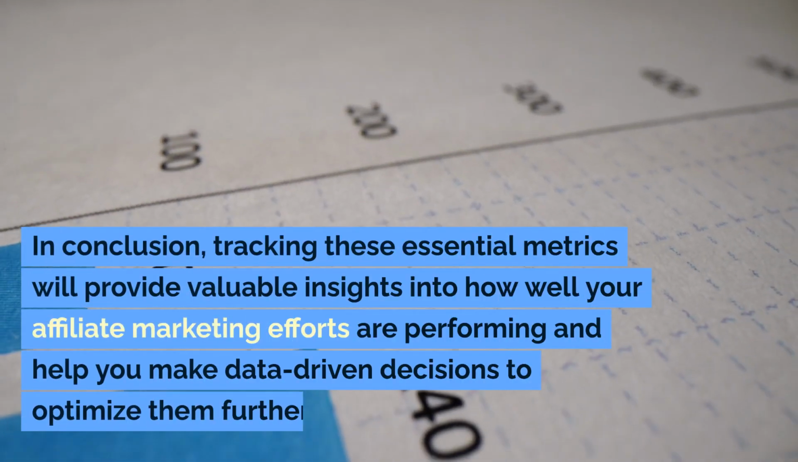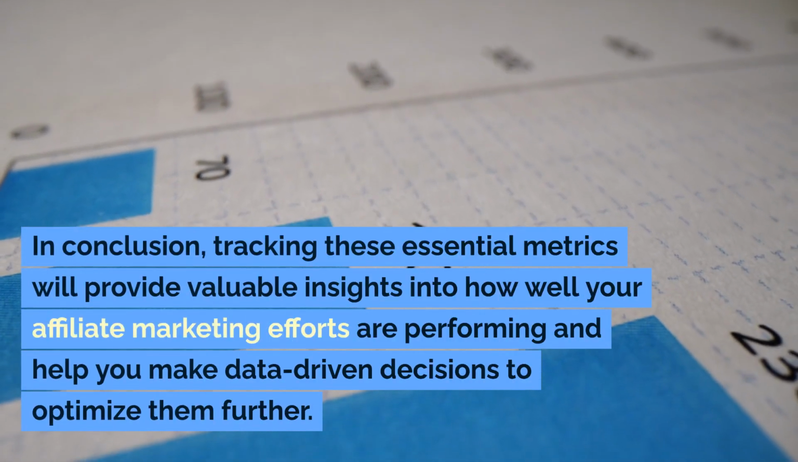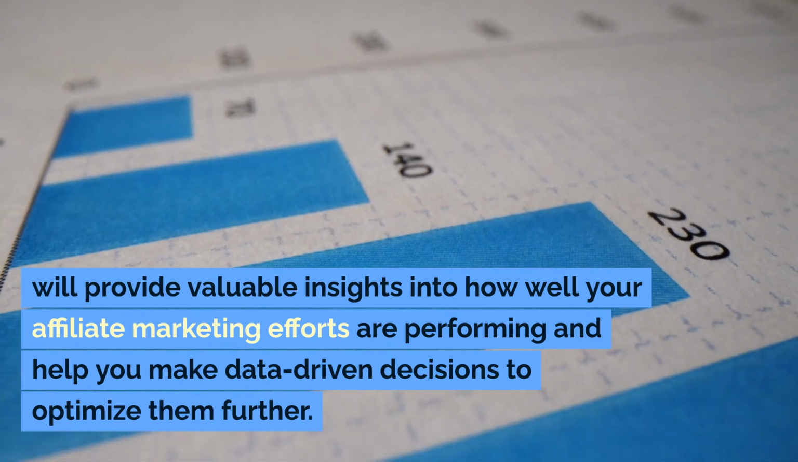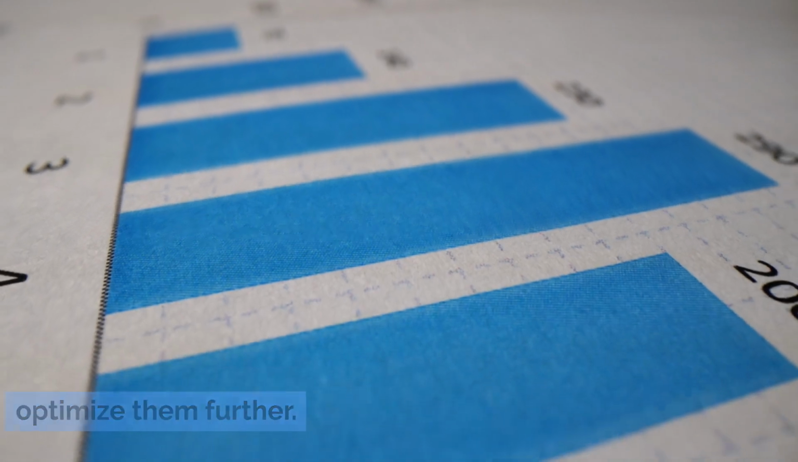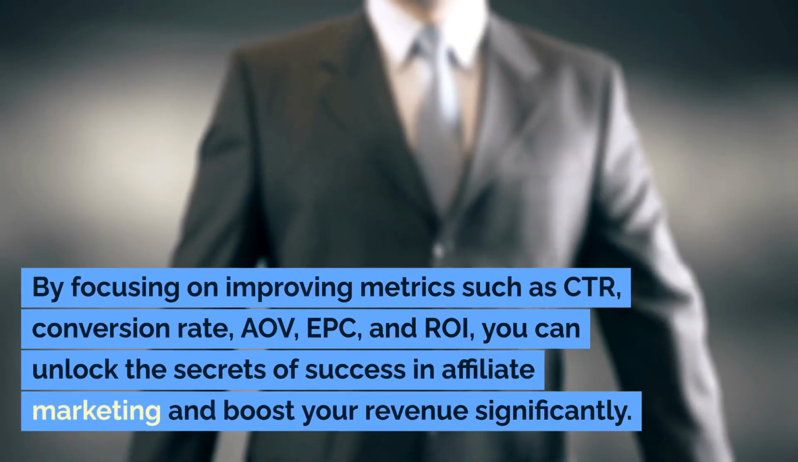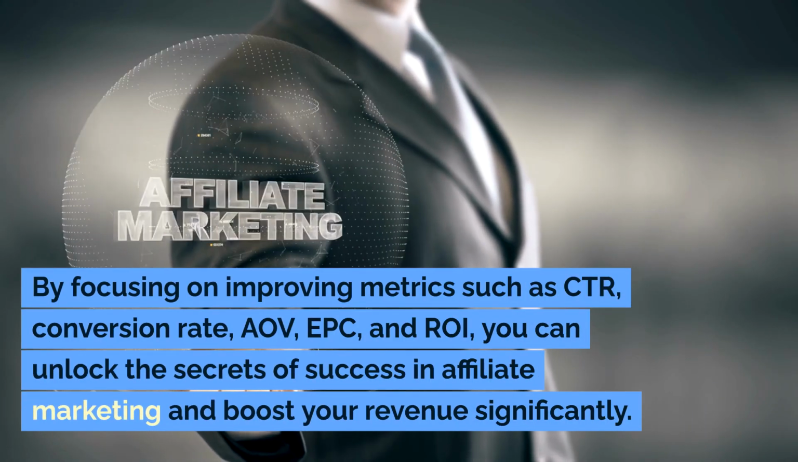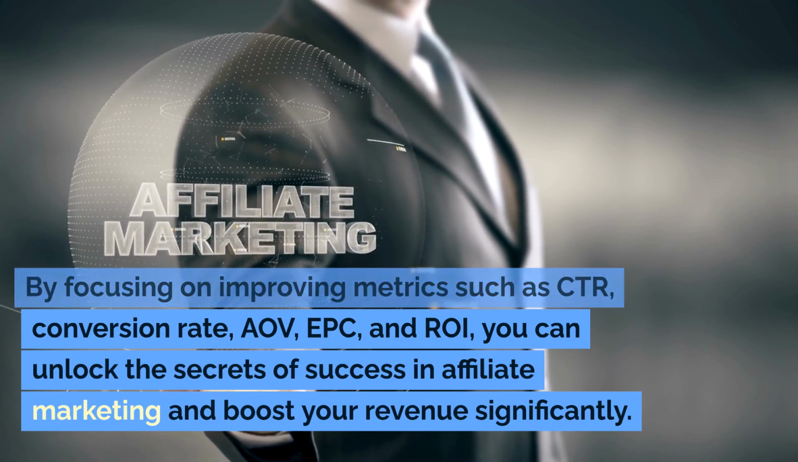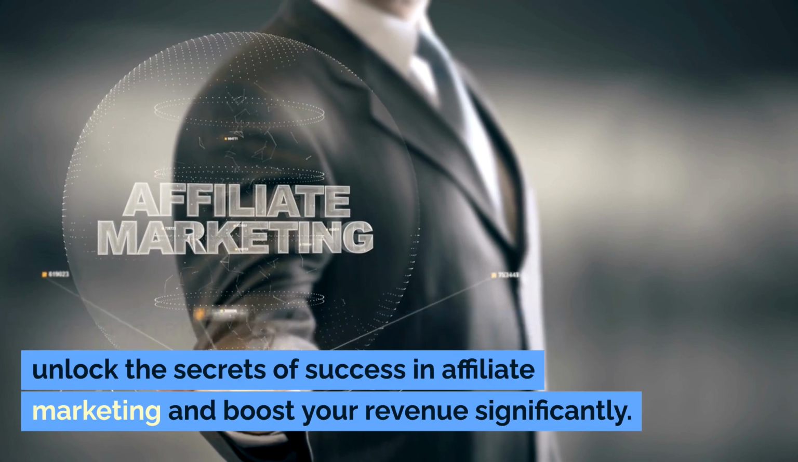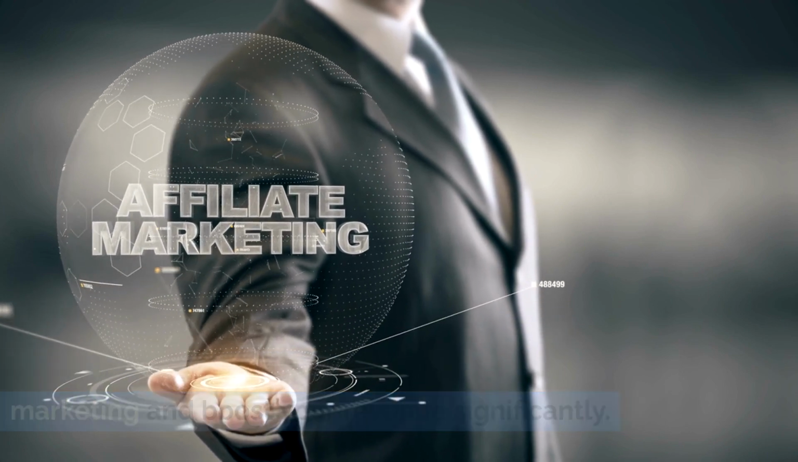In conclusion, tracking these essential metrics will provide valuable insights into how well your affiliate marketing efforts are performing and help you make data-driven decisions to optimize them further. By focusing on improving metrics such as CTR, conversion rate, AOV, EPC, and ROI, you can unlock the secrets of success in affiliate marketing and boost your revenue significantly.